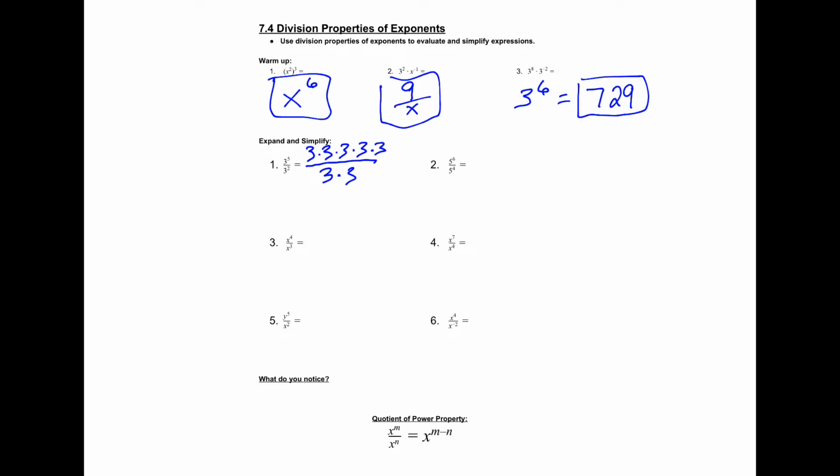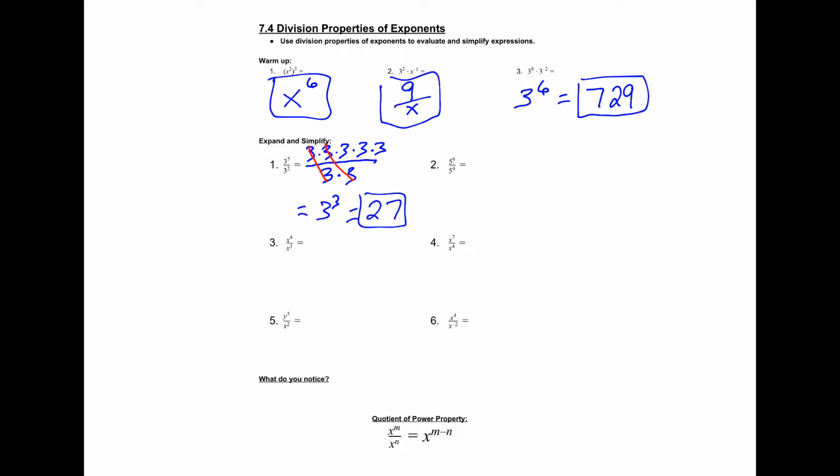So because we've got a 3 on top and a 3 on the bottom, we can cancel. These cancel. So then our final answer is going to be 3 to the 3rd, since there are 3 3s left on the top and nothing left on the bottom. So we know it's over 1, but we wouldn't ever write it as over 1. We just write it as 3 to the 3rd, which is 27.